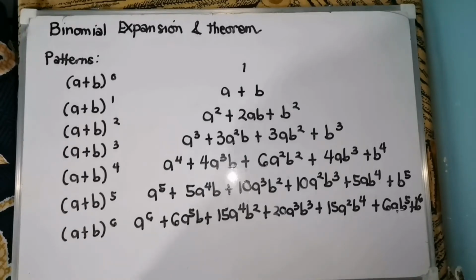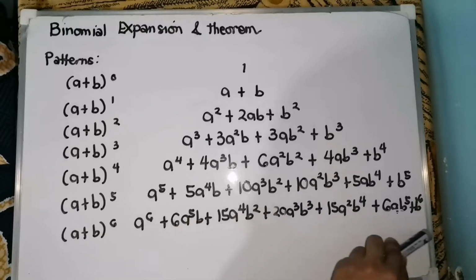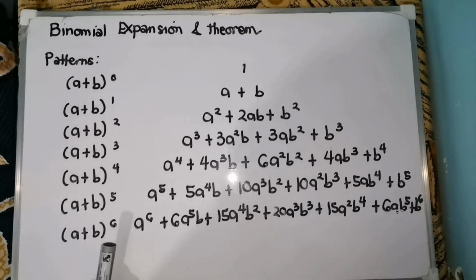By multiplying it by itself. For example, a plus b to the 6th power. You are going to expand the given binomial by multiplying a plus b by itself 6 times. So this will be the product, or this will be the answer. It seems that multiplying a binomial by itself is very hard, especially when the exponent is high.